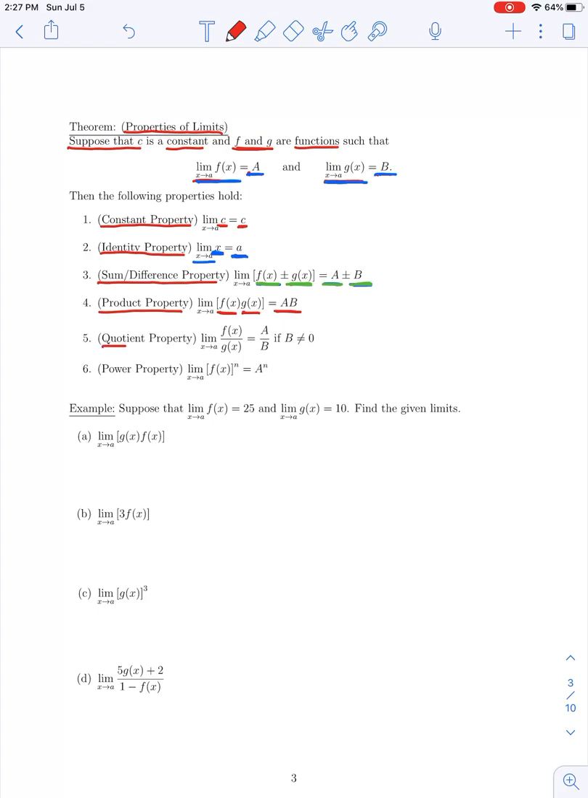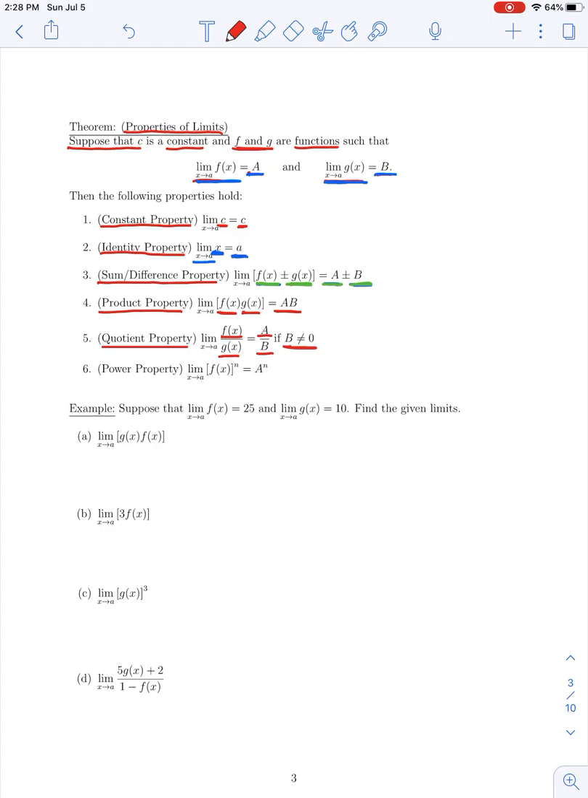Number 5 is the quotient property, which says that the limit as x approaches a of f of x divided by g of x is equal to the quotient of the limits, A over B, as long as the limit of our denominator, g of x, is not equal to 0. So the quotient property says the limit of a quotient is equal to the quotient of the limits as long as the limit of our denominator is non-zero.